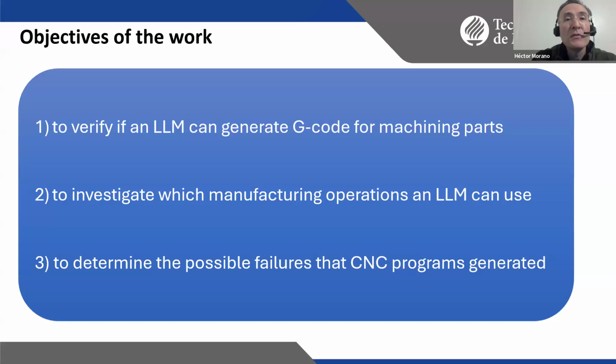The objectives of this work were to verify if an LLM can generate G code for machining parts on CNC milling machines that work with a specific controller. The second one was to investigate which manufacturing operations an LLM can use. And finally, to determine the possible failures that CNC programs generated by an LLM can have.